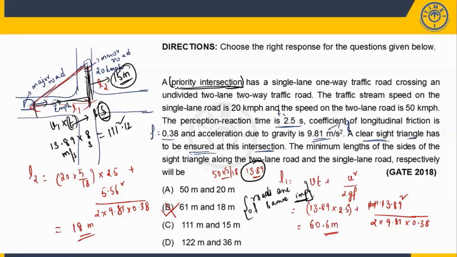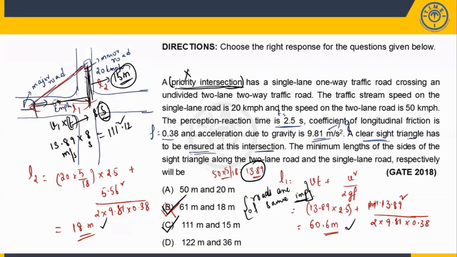99% of the people who see this question go with the answer we first did. But those who learn this concept will do this problem correctly. What is it? The concept of priority intersection. If this word is not there, then 100% option B is our answer.